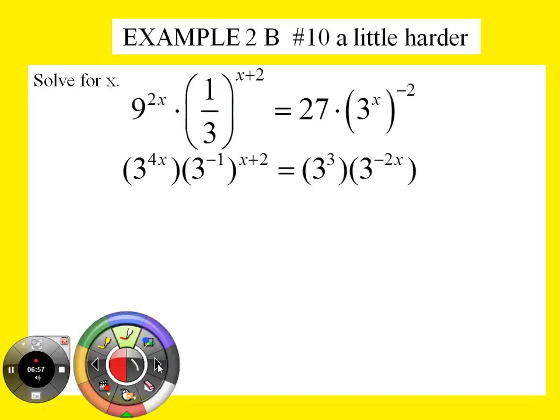So I rewrote it. This 9 turned into, first it was 3 squared, just to show a little work there. 3 squared, and then raised to the 2x. So it multiplied the powers, so that became 4x. And then this 1/3, that's actually 3 to the negative 1. If you brought that up to the top, you'd have to change the exponent. So that's how it became 3 to the negative 1. And then over here, of course, 27 is 3 cubed, so that's nothing crazy.